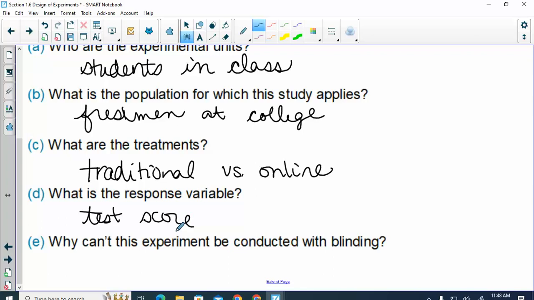Okay. Why couldn't I use blinding in this situation? The teacher has to know, are you going to know if you are taking an online or an in-person class? Yeah. The teacher is going to know, the student is going to know, there's no hiding that from anyone. So everyone knows what class they're in.